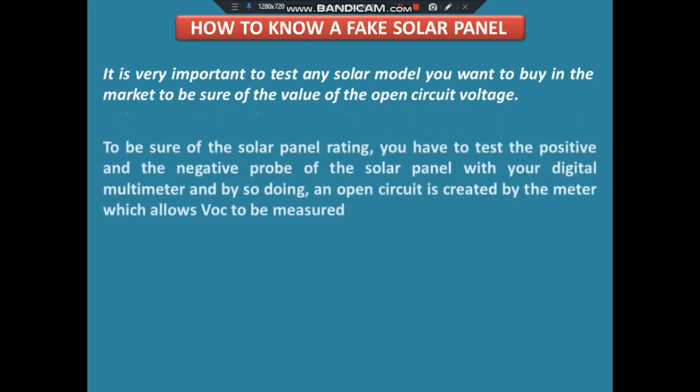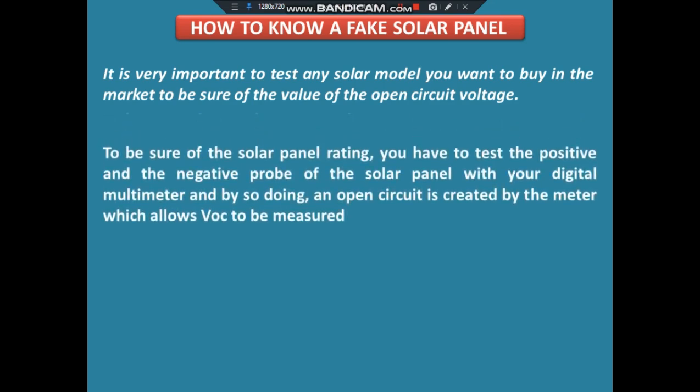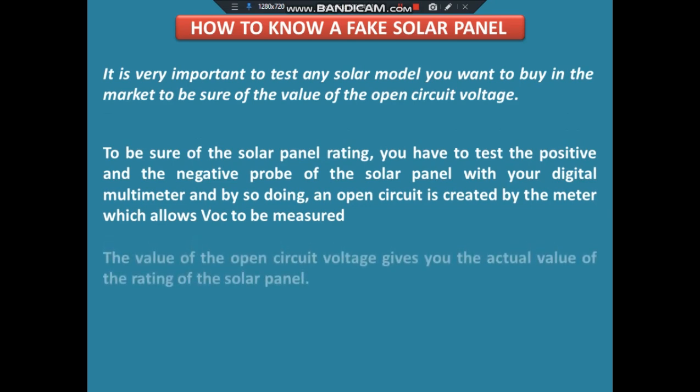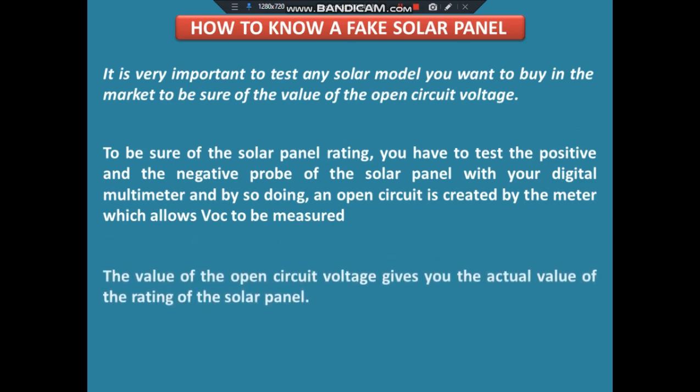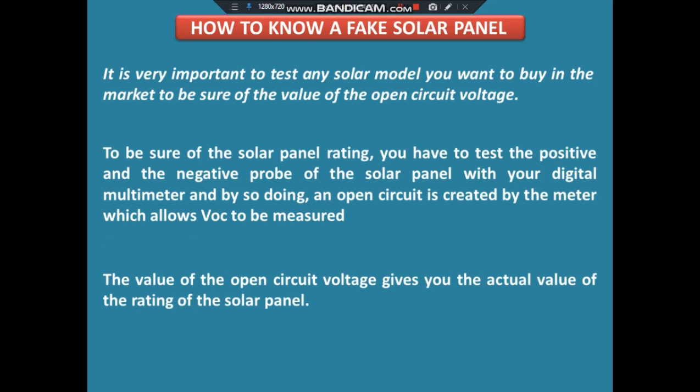So to be sure of the solar panel rating, you have to test the positive and the negative probe of the solar panel with your digital multimeter, and the voltage you have is the original voltage that the solar panel will always produce. So the value of the open circuit voltage gives you the actual value of the rating of the solar panel.